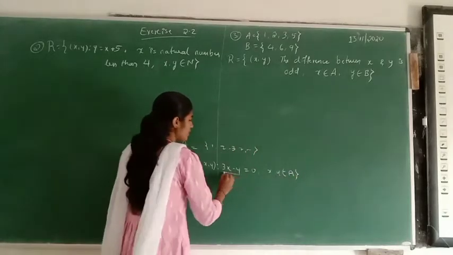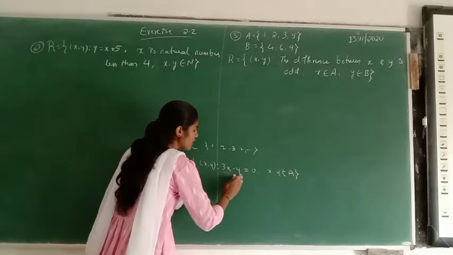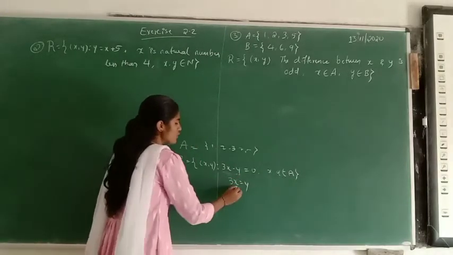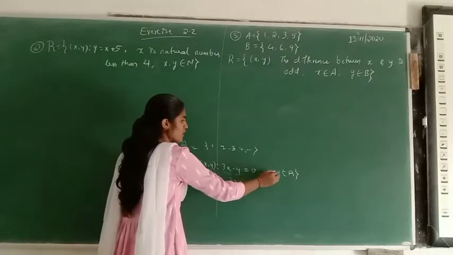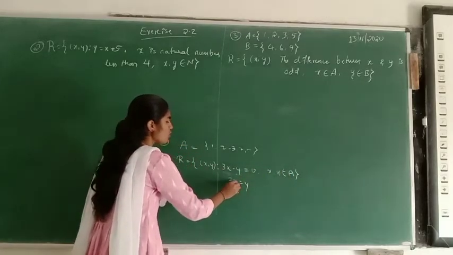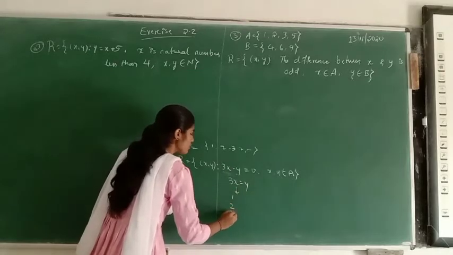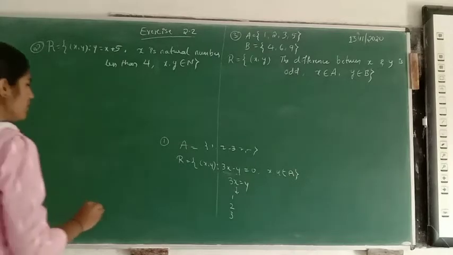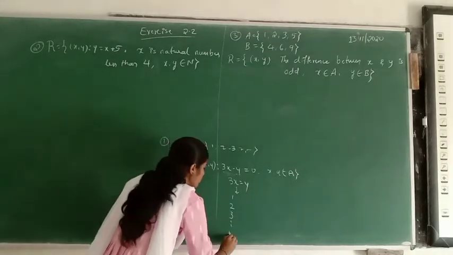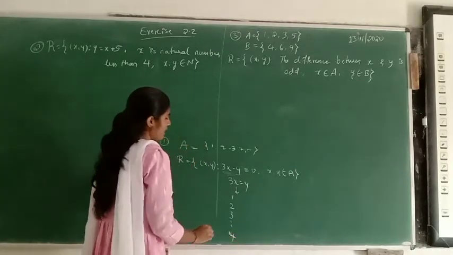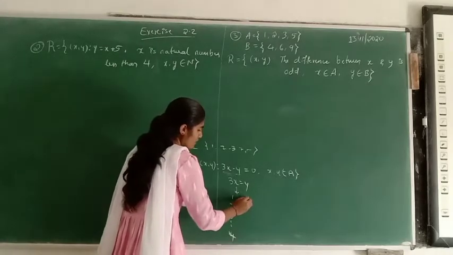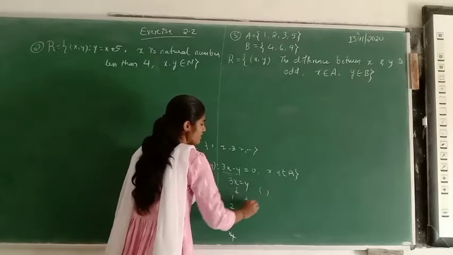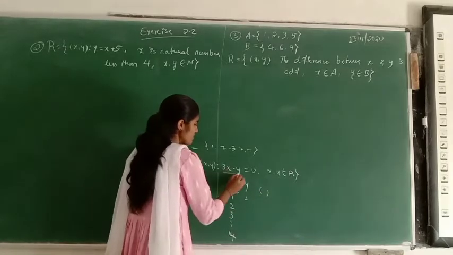See, 3x minus y is equal to 0, which means 3x is equal to y. So x belongs to A means you substitute all the values x is equal to 1, 2, 3 up to where they have given, up to 14. So up to 14 you check what the y values will be, and write the ordered pairs which satisfy this equation.